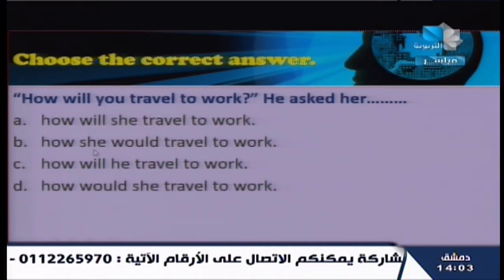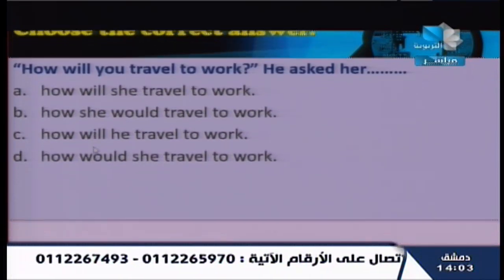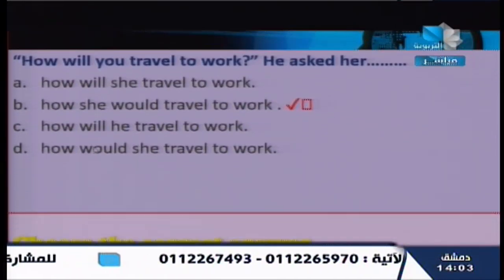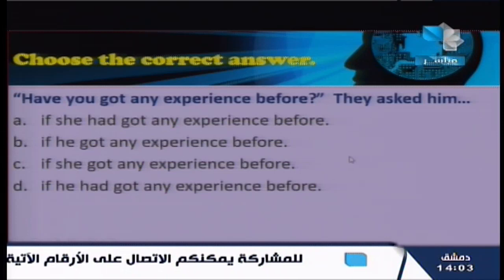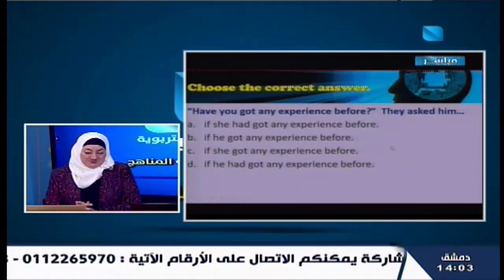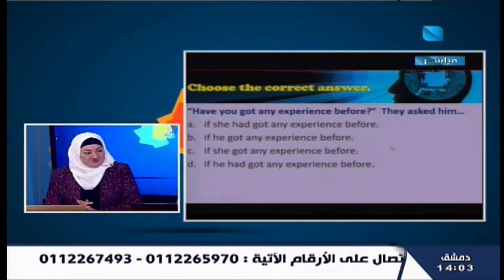So I think it is choice B. B, that's right. Okay, another example. This is a yes/no question: Have you got any experience before? It is in the present perfect.